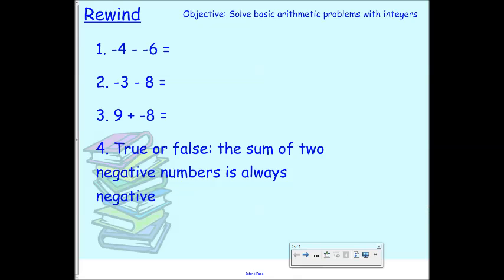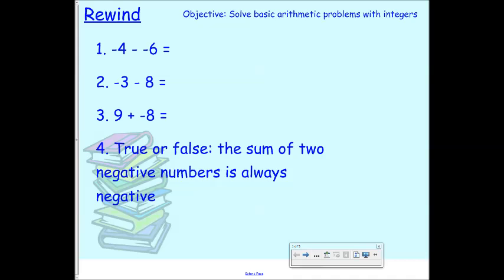Can anyone remind me what the rules are when you're adding and subtracting with integers? Jesse? Keep the sign of the larger number. That's your number one rule because it goes with everything, right? Good. Elijah? If they're the same, you add. Good. If the signs are the same, add. If the signs are different, subtract.